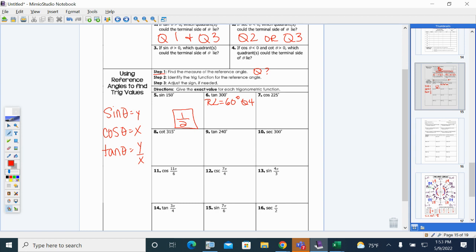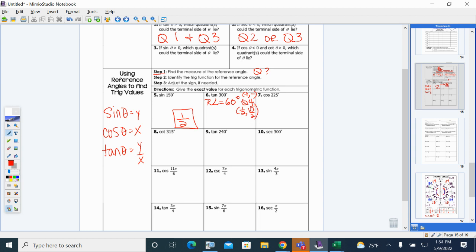Now, the reason why the quadrant is significant is because in quadrant 4, the x is positive and the y is negative, right? So the x is positive and the y is negative. Now, since my reference angle is 60 degrees, I want you to look at the palm side of your left hand and put down your index finger. The ordered pair is 1/2 and the square root of 3 over 2.